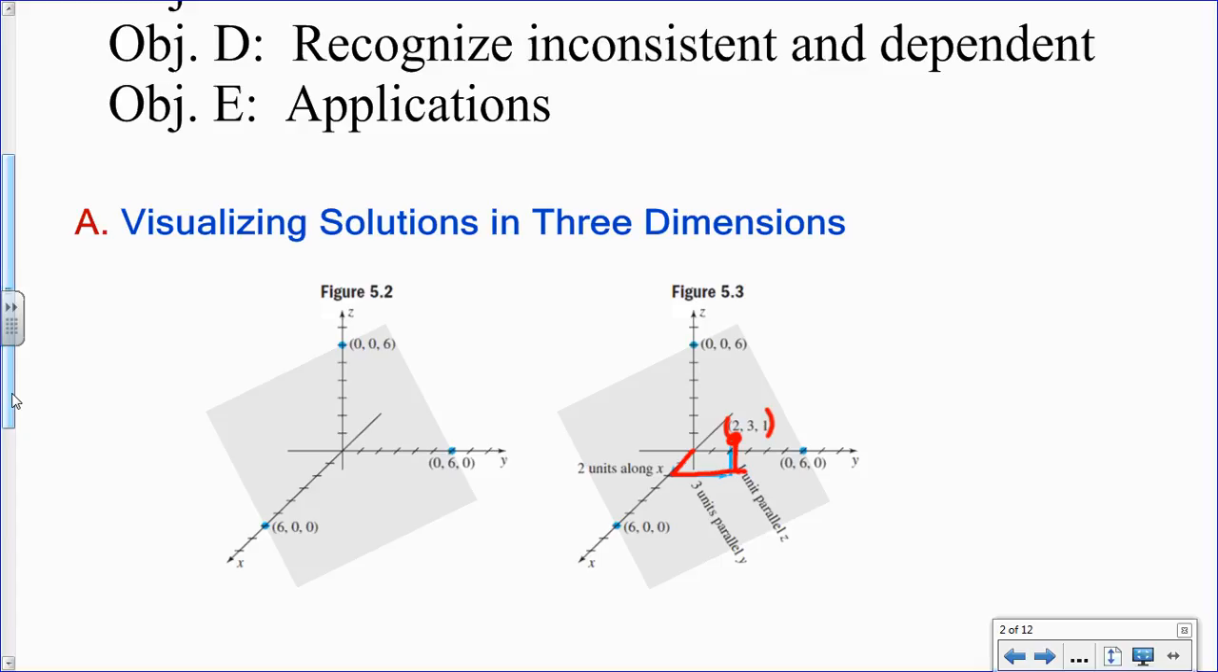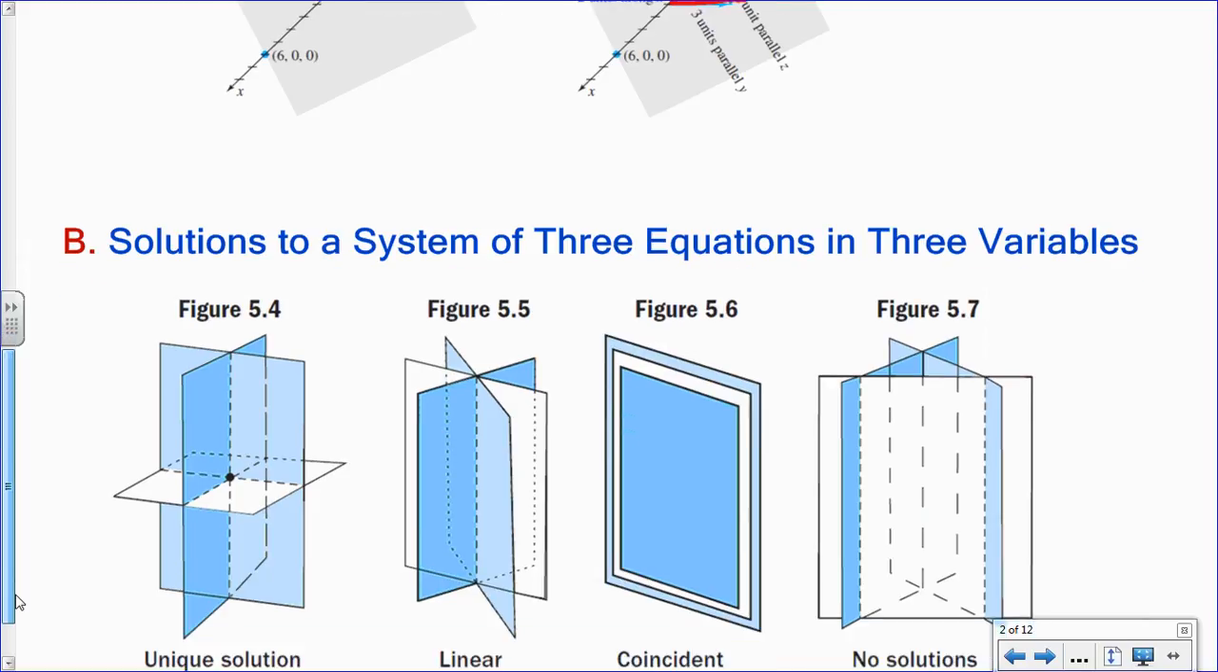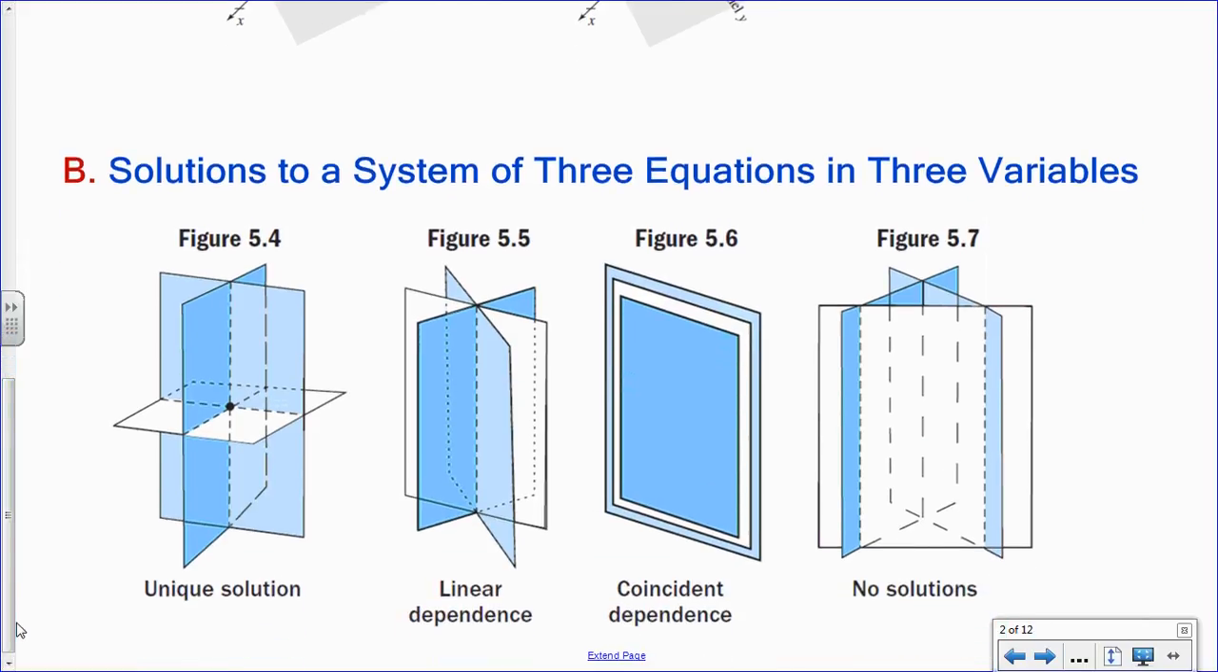But there are 3 axes. So what we're looking at then is not just the intersection of lines, but the intersections of planes. So our solutions can look like this. You will have to be able to label these pictures. This is on page 517. They're kind of hard to draw, so you might want to just note the page number.